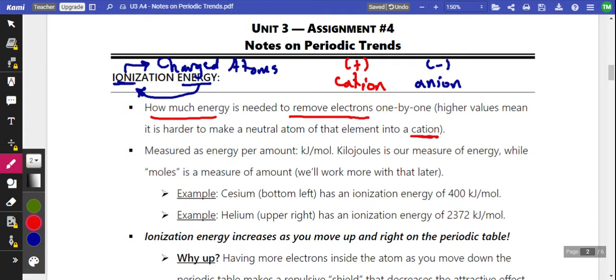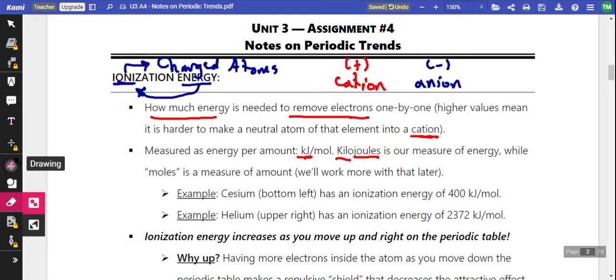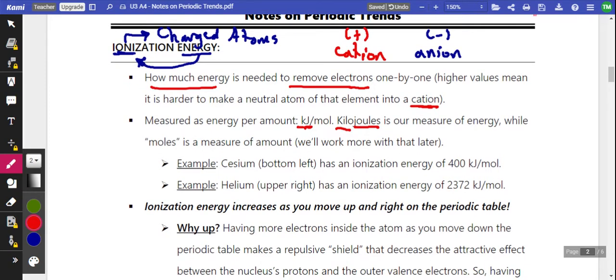We measure this as energy per amount of a chemical. Energy is measured in joules, which is this big J right here. It's a lot of energy, so we typically measure it with the prefix kilo. So kJ is kilojoules, and this per mole is just an amount of a chemical that we will deal with more later, so you can ignore that for now. What matters is we're measuring energy. How much energy does it take to take an electron away from something, to kick that electron out totally? To give us a baseline, cesium, down at the bottom left of the periodic table, has an ionization energy of 400 kilojoules per mole.